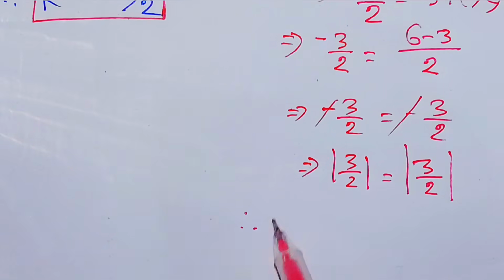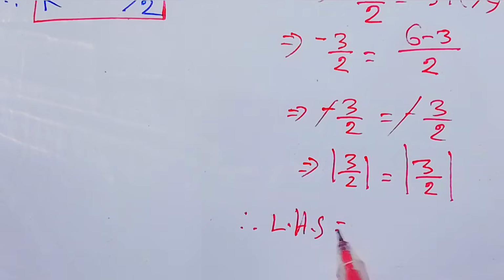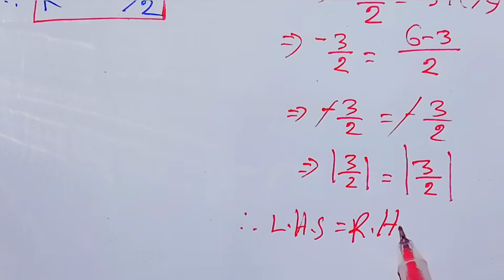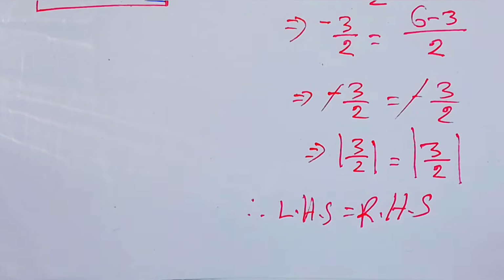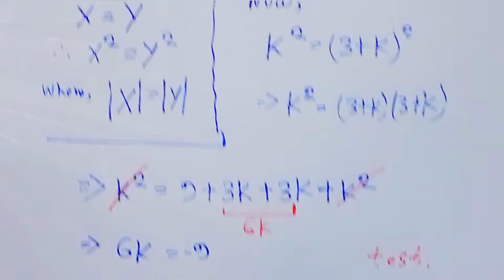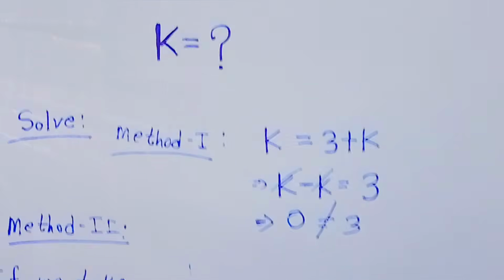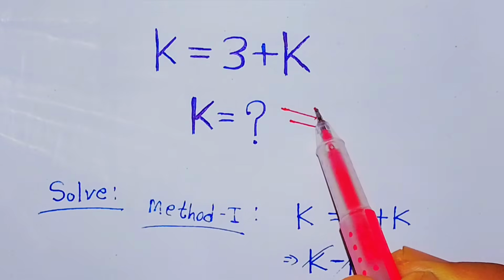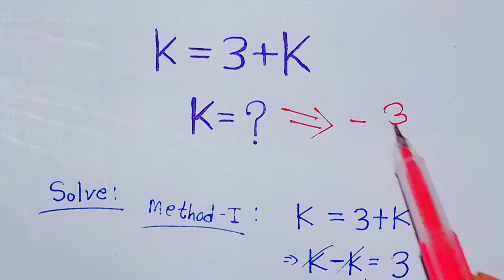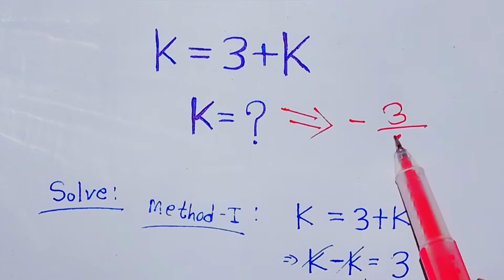So here we can write left hand side is equal to right hand side. So the value of k in this equation k equal 3 plus k is minus 3 divided by 2.